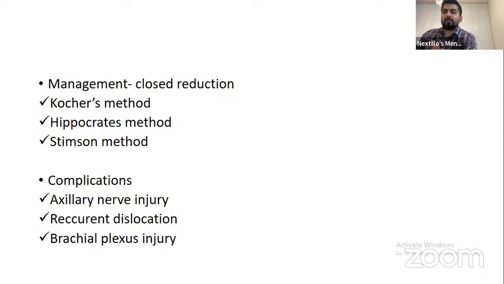Now, as we discussed before, injury to the axillary nerve, recurrent dislocations, and brachial plexus injuries are the common complications of shoulder dislocation. And remember that the shoulder is the most important joint known for anterior redislocations. And why, that we will see in the coming slides.